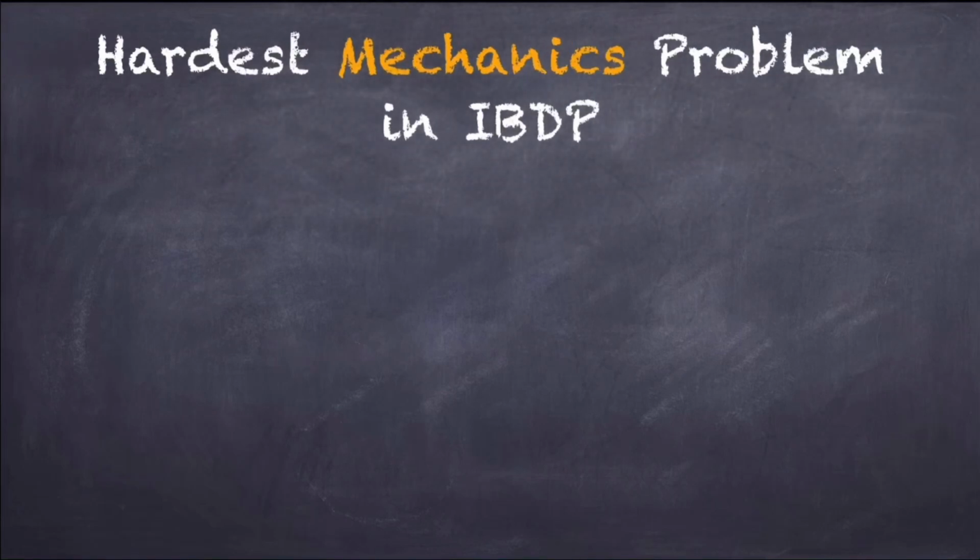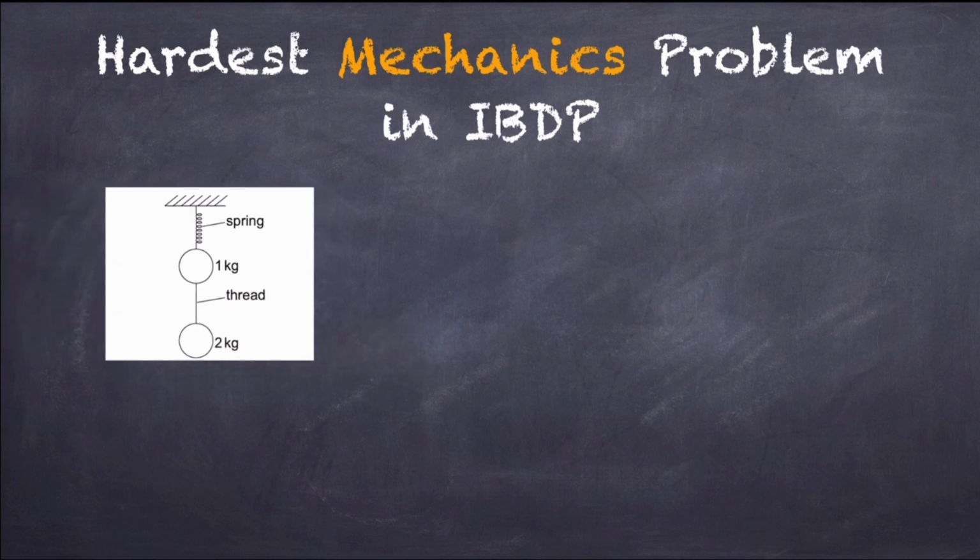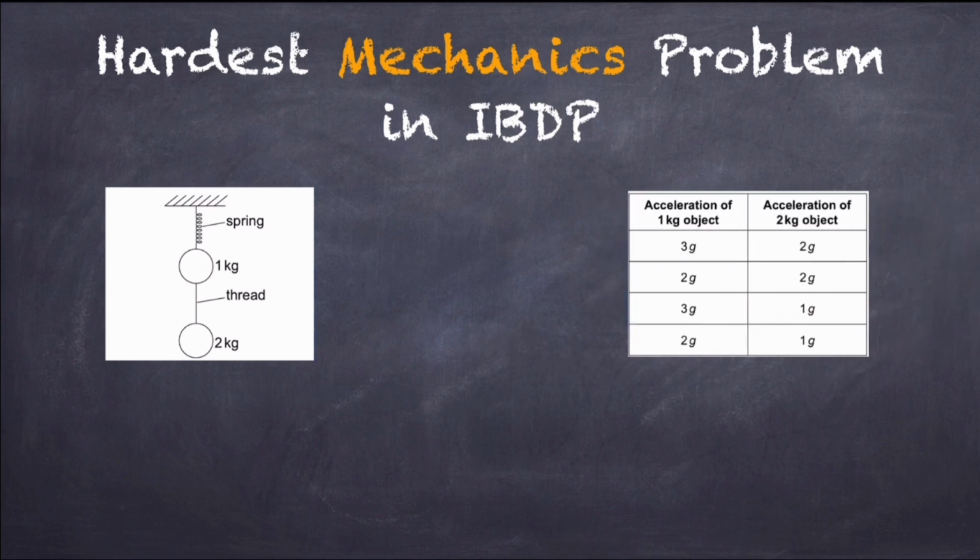Hello guys, in this video we are going to solve one of the hardest mechanics problems in IBDP. Over here we have two bodies of mass 1 kg and 2 kg connected by a spring and a thread. We need to find the acceleration of the two bodies immediately after cutting the thread.